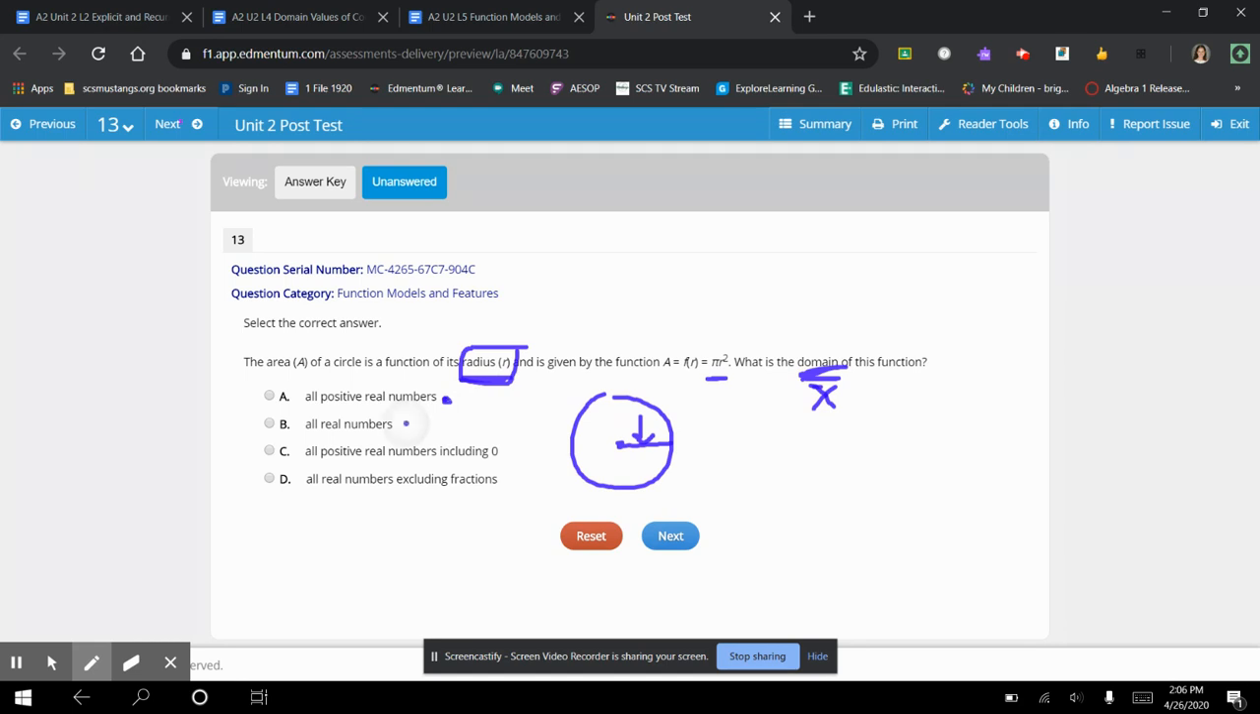Can you have all real numbers? So that means positive, negatives, decimals, fractions. Can we have all positive real numbers, including 0 for a radius? And can we have all real numbers, both positive and negative, but not the fractions? So make the decision based on that information and pick the one that matches the best.